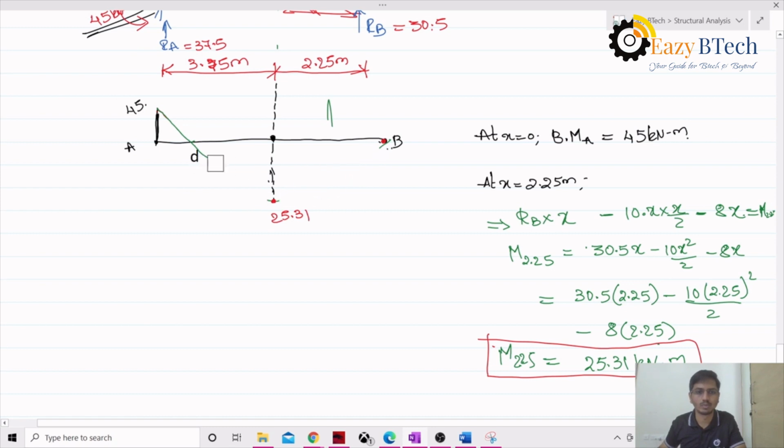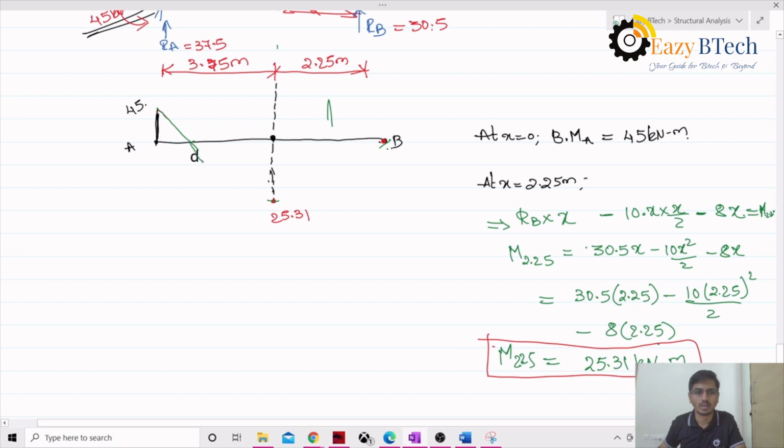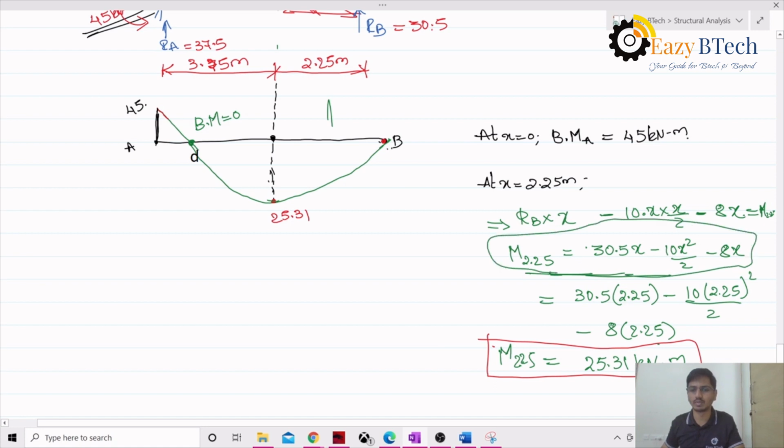This is actually a smooth curve, like this. Now, they will also ask us to find the point where the bending moment is 0. We can make use of the same equation. That's why we developed this equation in terms of x, so that we can easily find this.